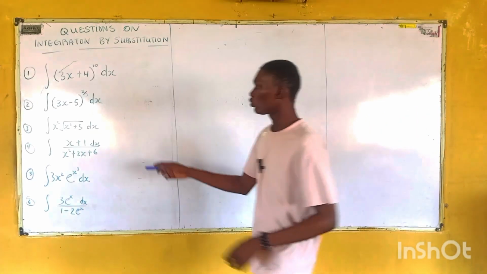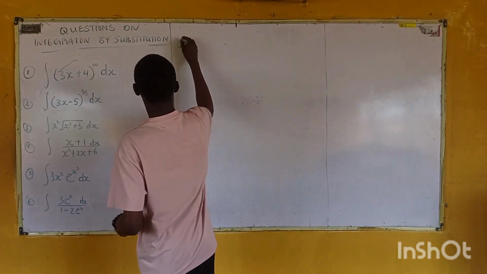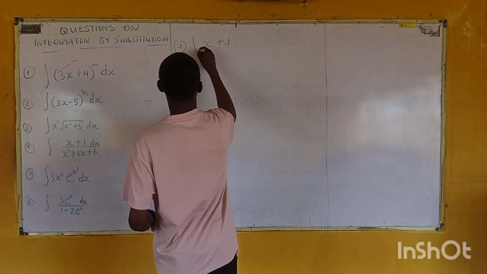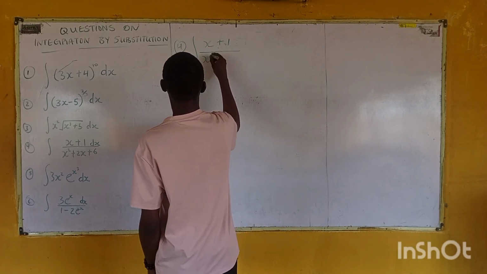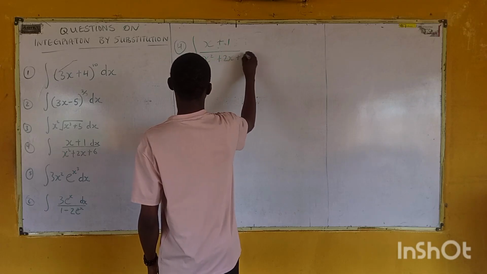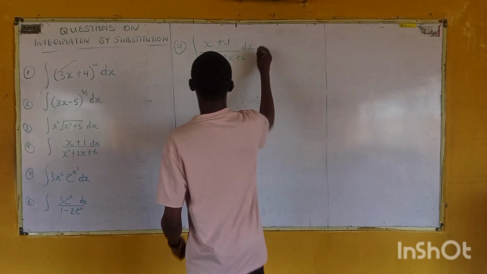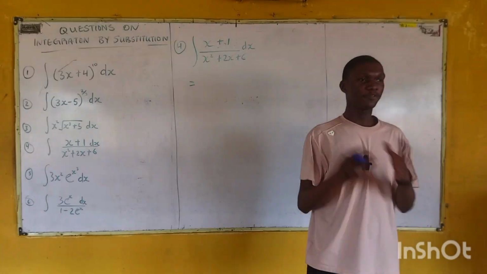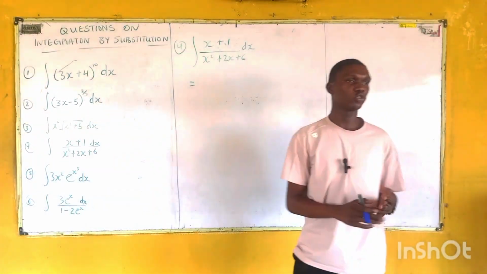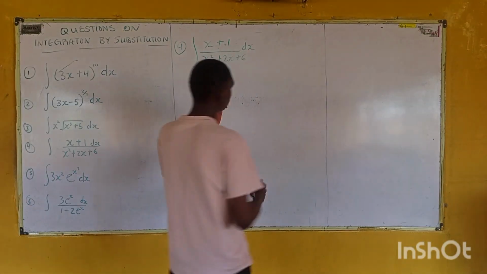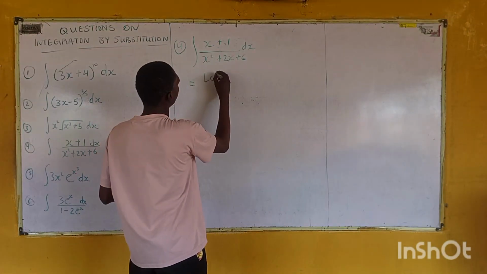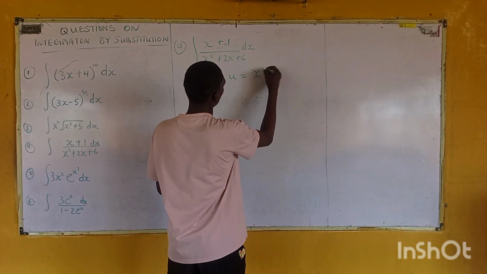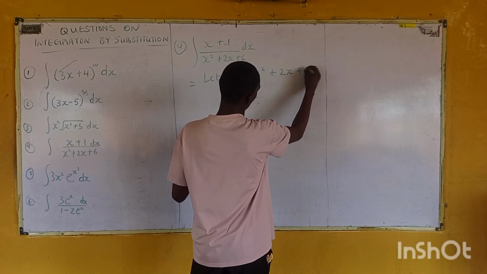On question 4, we have the integral of x plus 1 over x squared plus 2x plus 6 dx. So in this case we have division. We have our integration by substitution to be division. Just know that the first thing we are still going to do is let u be equal to the denominator, x raised to power 2 plus 2x plus 6.